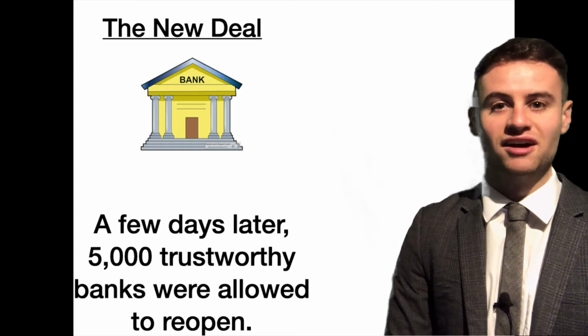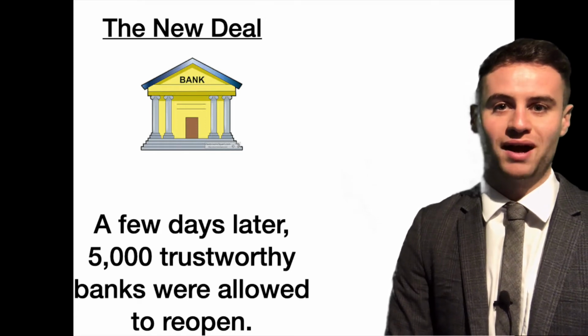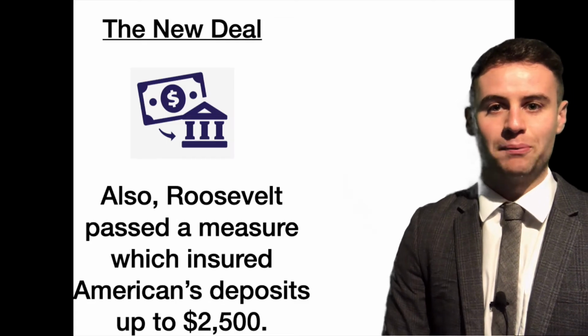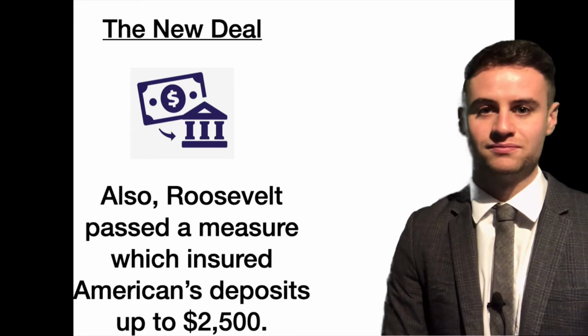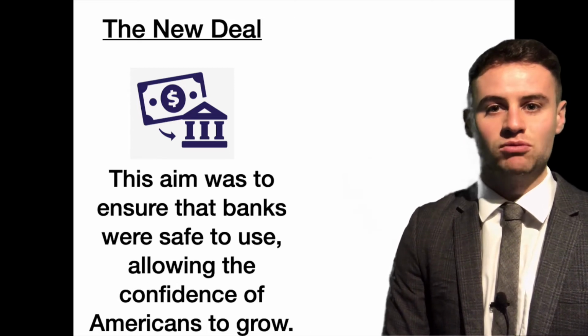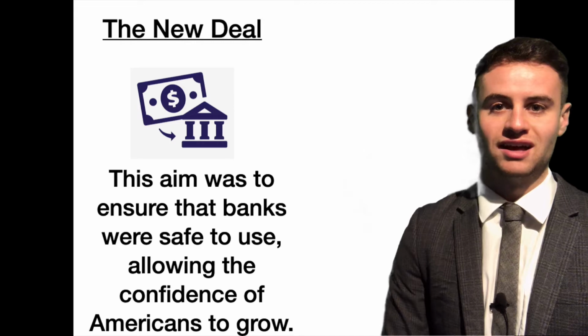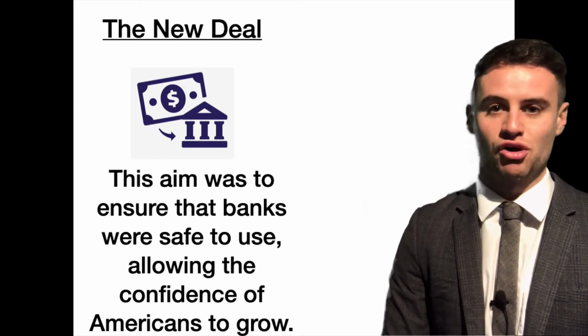A few days later, 5,000 trustworthy banks were allowed to reopen. Also, Roosevelt passed a measure which insured Americans' deposits up to $2,500. The aim was to ensure that banks were safe to use, allowing the confidence of Americans to grow.